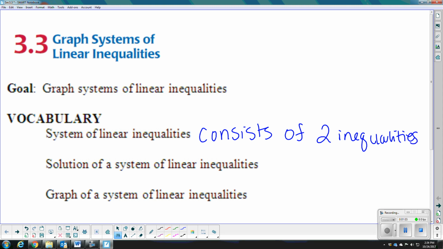The solution of a system of linear inequalities is any ordered pair. Again, you might have more than one ordered pair that's a solution, but it's any ordered pair that's a solution for each inequality. So both of them.